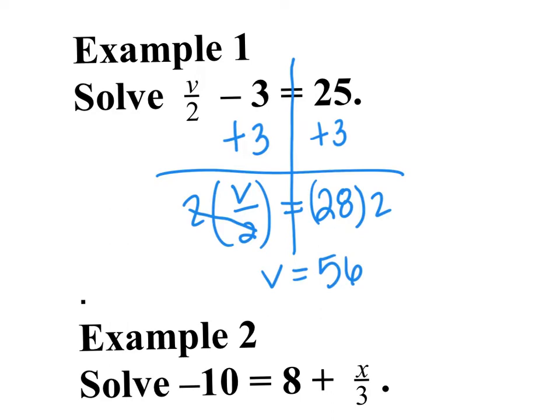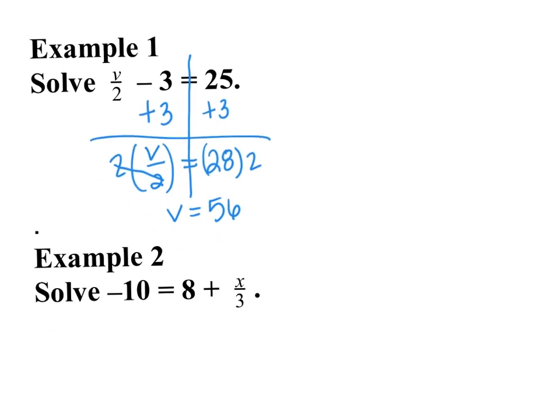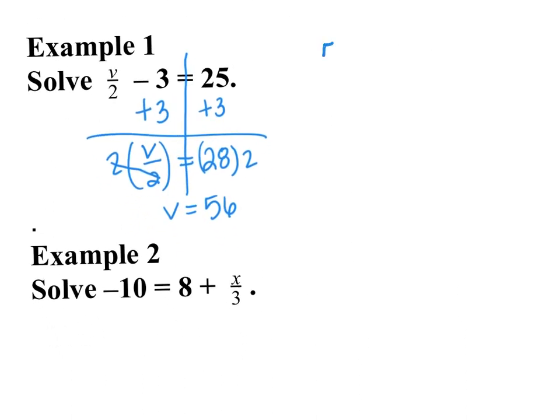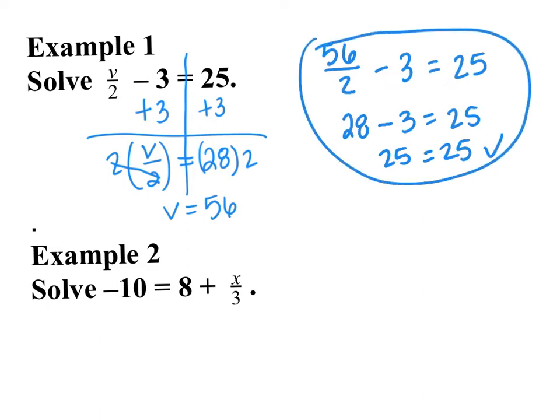I'm going to show you how to check it. If I plug in 56 for v, I would say 56 divided by 2 minus 3 is 25. 56 divided by 2 is 28. 28 minus 3 is 25. Yes, it does equal. So that means that the value that I solved for is true. That's all it means. Do you have to do this every time? No, but if you're unsure, I would put it back in and check it and see if it works.